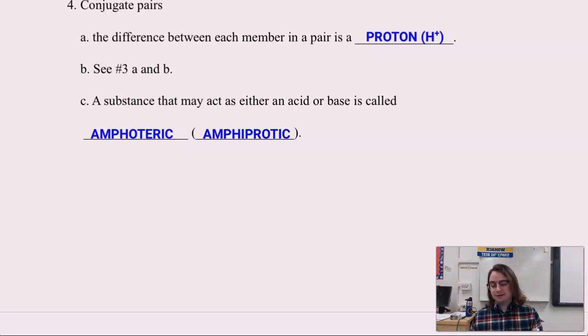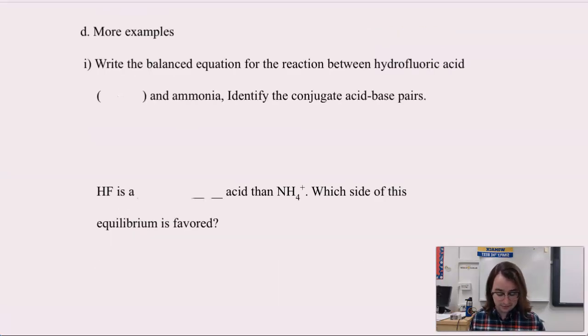And remember, we kind of already talked about this, so let's do it officially in the notes. If I have a difference of only one proton between two substances, that's what's referred to as a conjugate pair. So looking at the examples we just talked about, the conjugate pairing between those two things, that's what a conjugate pair is. So let's do a little more practice, just so we can understand how this works.